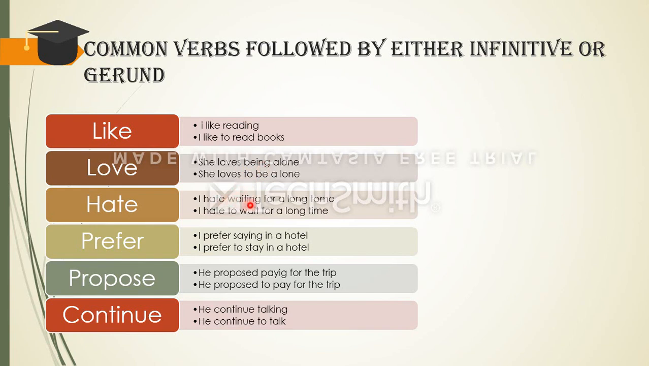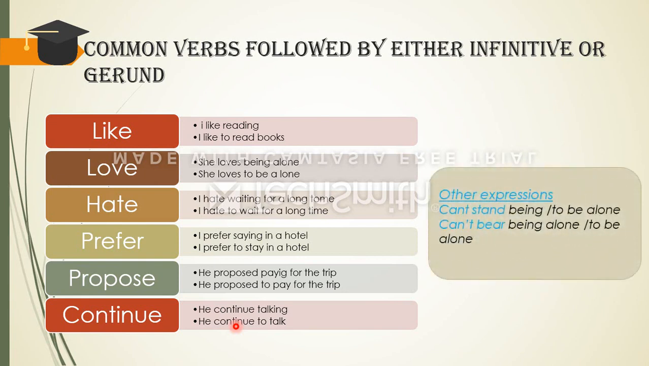I hate waiting, or I hate to wait. I prefer staying, or I prefer to stay. He proposed paying, or he proposed to pay. He continued talking, or he continued to talk. So these verbs, okay, they are not a lot. So whenever you find them, please, you know that you have the option. You can use either the infinitive plus to, or you can use gerund.